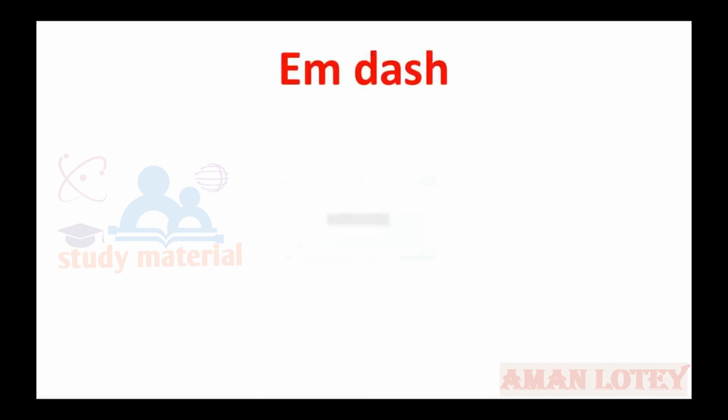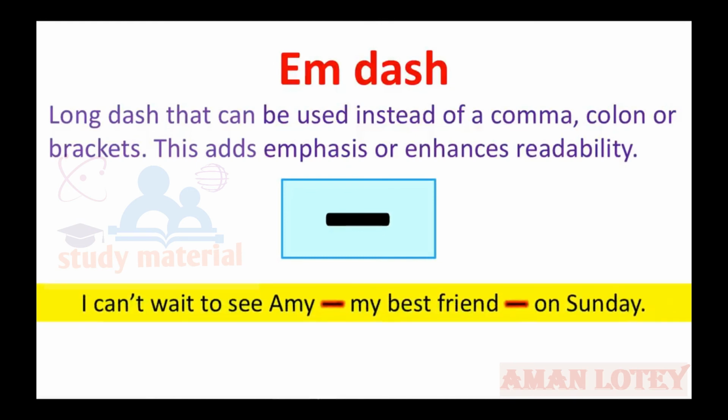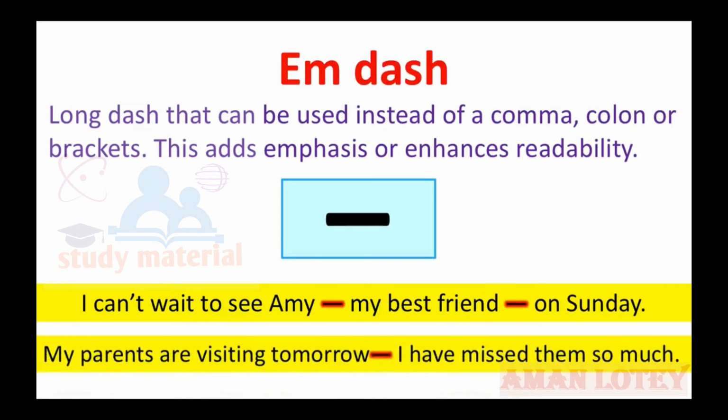M dash. An M dash is a long dash that can be used instead of a comma, colon, or brackets. This adds emphasis or enhances readability. For example, I can't wait to see Amy—my best friend—on Sunday. My parents are visiting tomorrow—I have missed them so much.